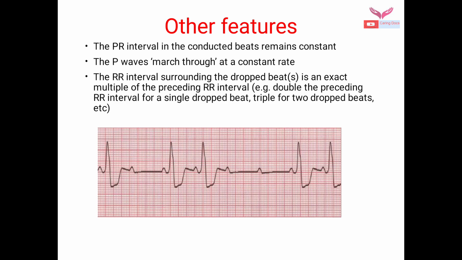Other features seen in second degree type 2 Mobitz heart block are: the PR interval in the conducted beats remains constant, and the P waves march through at a constant rate. The RR interval surrounding the dropped beat is an exact multiple of the preceding RR interval, that is, double the preceding RR interval for a single dropped beat, triple for two dropped beats, etc.